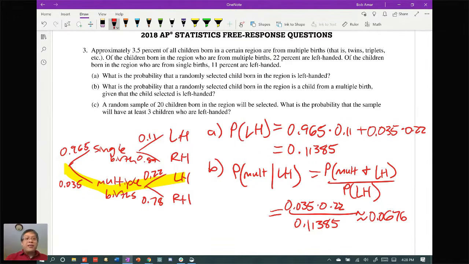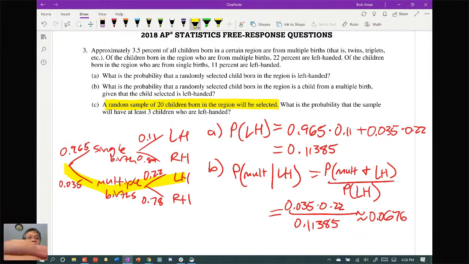Okay, so part C: a random sample of 20 children born in the region will be selected. What is the probability that the sample will have at least 3 children who are left-handed? Because all children are up for grabs here, the probability that any single one of them will be left-handed comes from part A again.